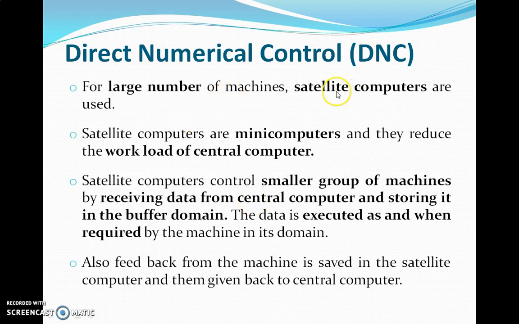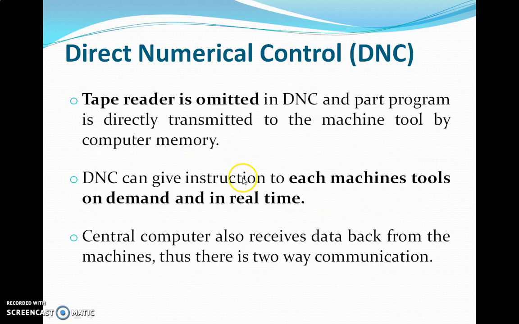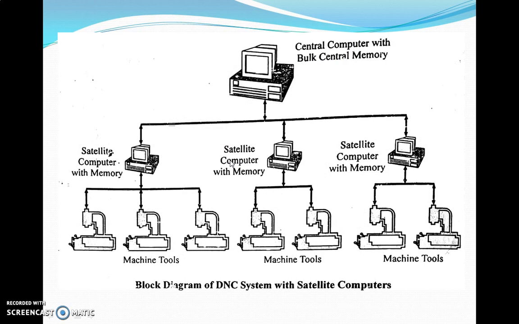For a large number of machines, satellite computers are used. If the number of machines is small, I can have only one central computer. If the number of machine tools is very large, let us say 10, 15, 50, 60, I cannot have only one computer to control all the machines. In that situation, satellite computers are used. Satellite computers are nothing but mini computers, and they reduce the workload of the central computer. As you can see in this figure, this is our central computer with a bulk central memory, and we have our small satellite computers, mini computers.